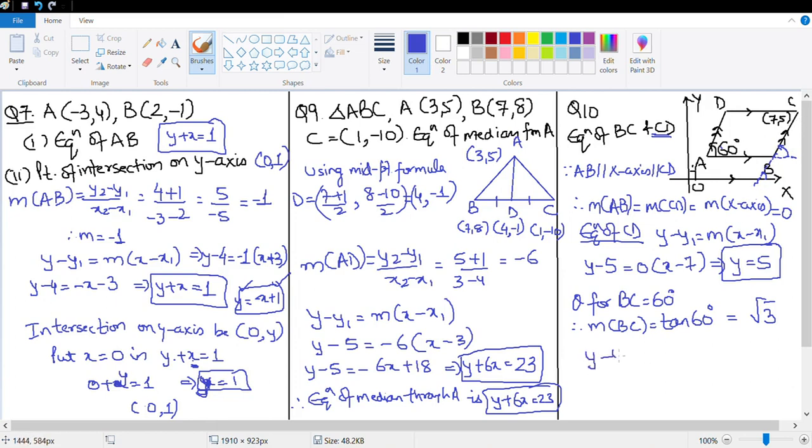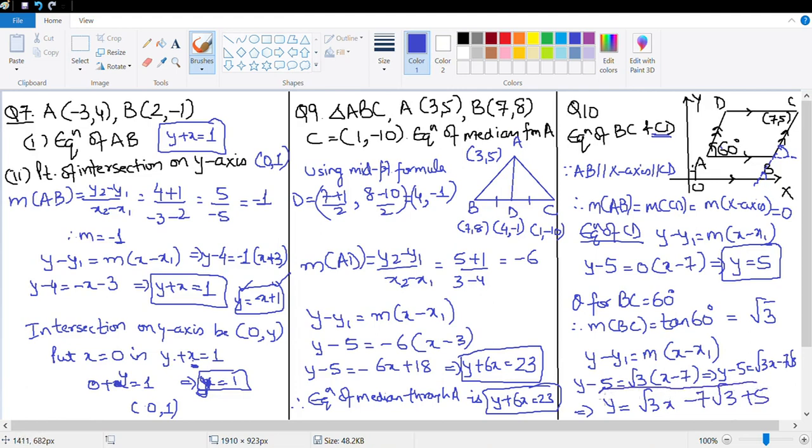So let's put it in this equation. y minus y1 is equal to m times x minus x1. Substituting values, I get y minus 5 is equal to root 3 times x minus 7. Let's open the bracket. I get y minus 5 is equal to root 3x minus 7 root 3. Let's take all numbers on one side. So y is equal to root 3x minus 7 root 3 plus 5. So this is the equation of the line BC.